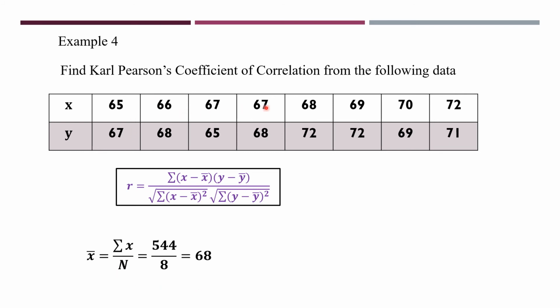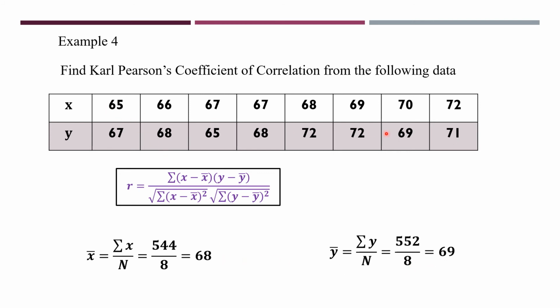1, 2, 3, 4, 5, 6, 7, 8. Total number is 8. So summation x we get 544 upon 8, that is 68. Summation y is 69. Adding all the values of y divided by 8, that comes out to be 69.